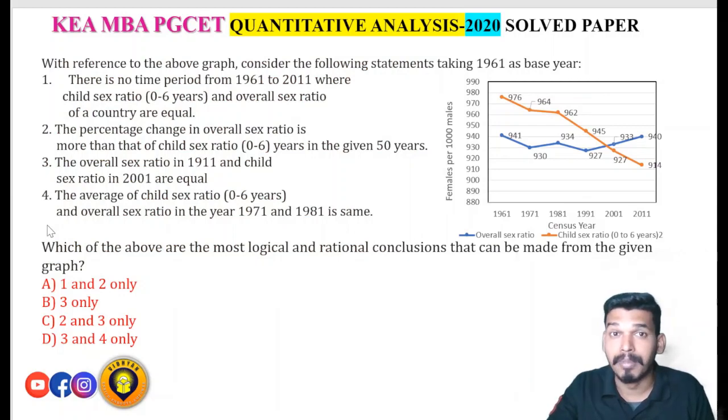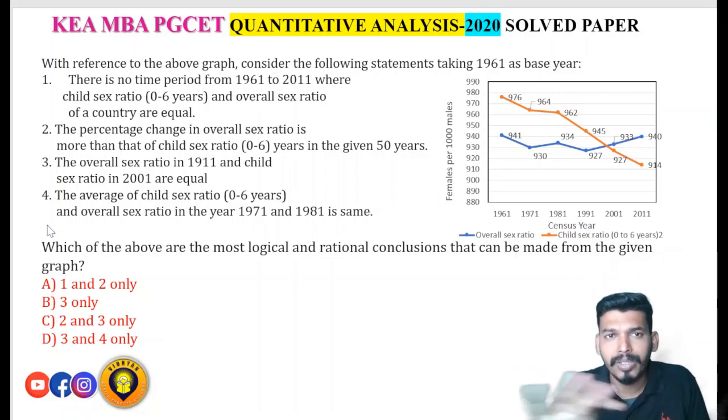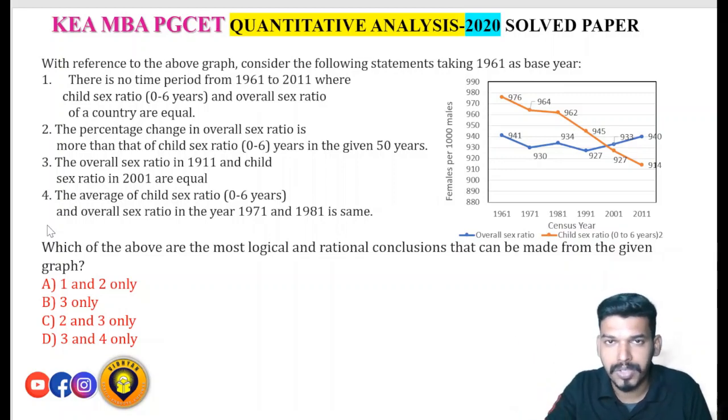With reference to the above graph, consider the following statements taking 1961 as the base year. First one: there is no time period from 1961 to 2011 where child sex ratio and overall sex ratio of a country are equal. If you check and find at any time equal values, that is, the same numbers in blue and orange, then this statement is false.